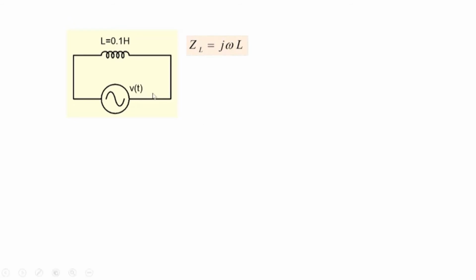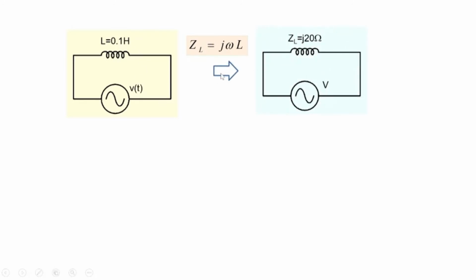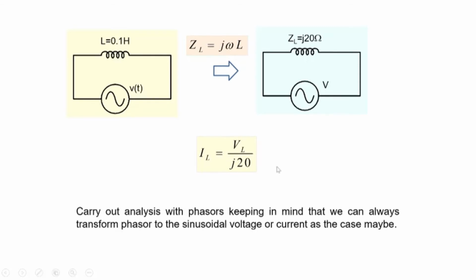Okay, so the basic idea of phasor analysis is if you want to take a circuit that is given to you, transform it into a phasor circuit. The transformation involves converting the voltage into a phasor form, converting all the elements into the phasor form here. Do the analysis, get the value that you're looking for, and then transform it back into the time domain if you're interested.